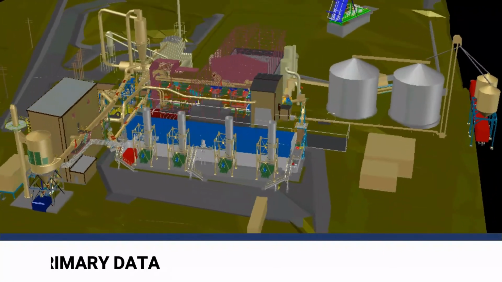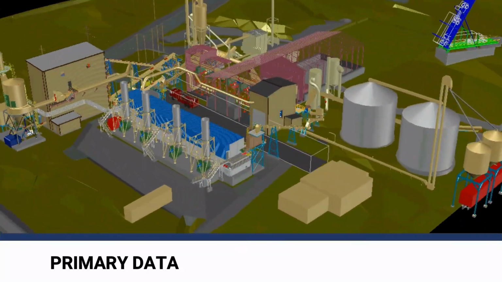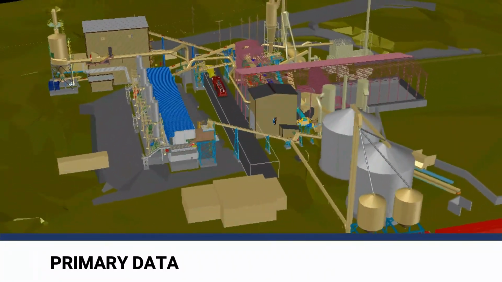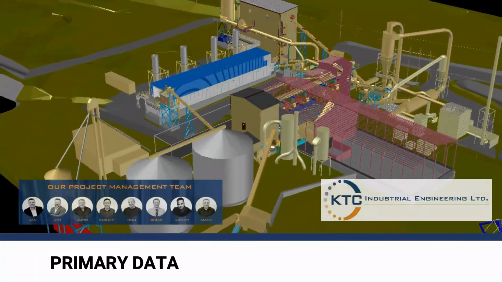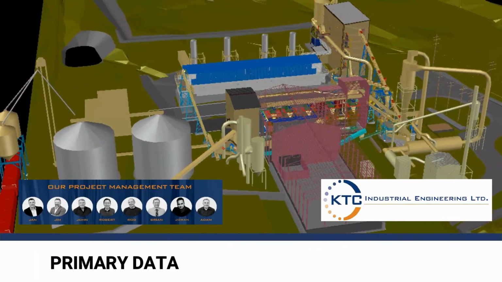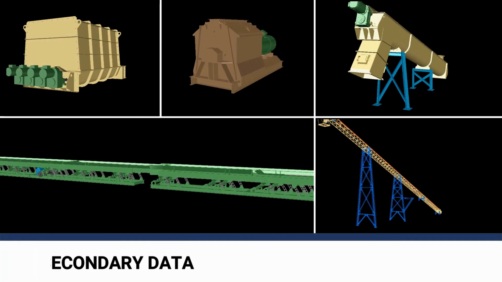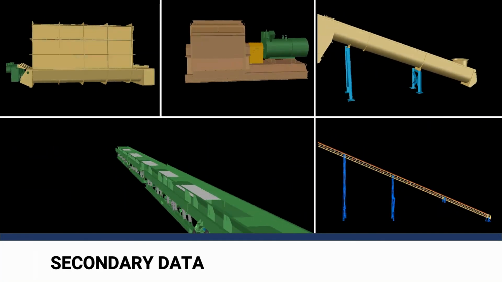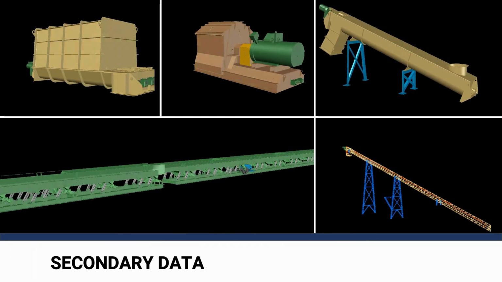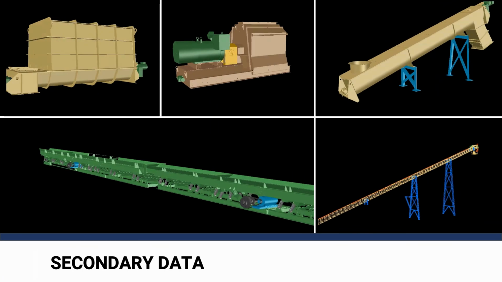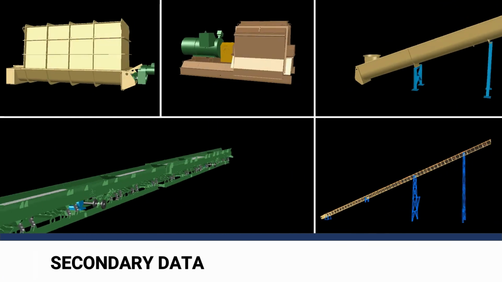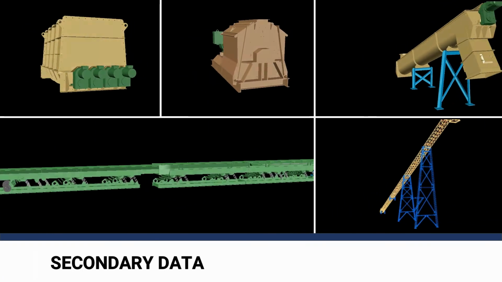The primary data is the 3D model with the layout of the project. This would be the common transfer point for everything. The ownership of this 3D model is with engineering. Secondary data are pieces of information that are incorporated into the main model, such as mechanical equipment, structural steel, and dust collection system. The ownership of this data is with contractors and fabricators.